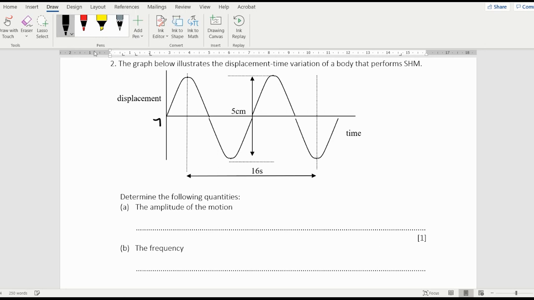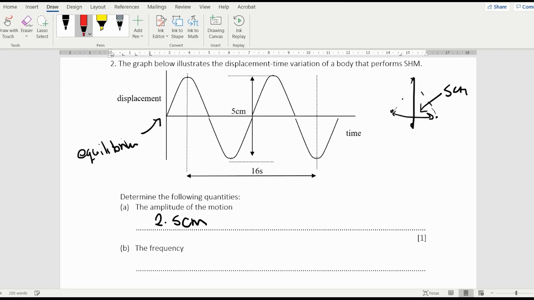So again, on this graph here, we've got the equilibrium point here. The whole thing from peak to trough is 5 centimeters. So I know in total, if it was going to go from one position to the other position of a swing, so if I had, for example, my equilibrium point and a position here, I know this is going to be 5 centimeters. The amplitude is going to be half of that, so the amplitude is going to be 2.5 centimeters, and that's just worth 1 mark, just for you to be able to read it off the graph.